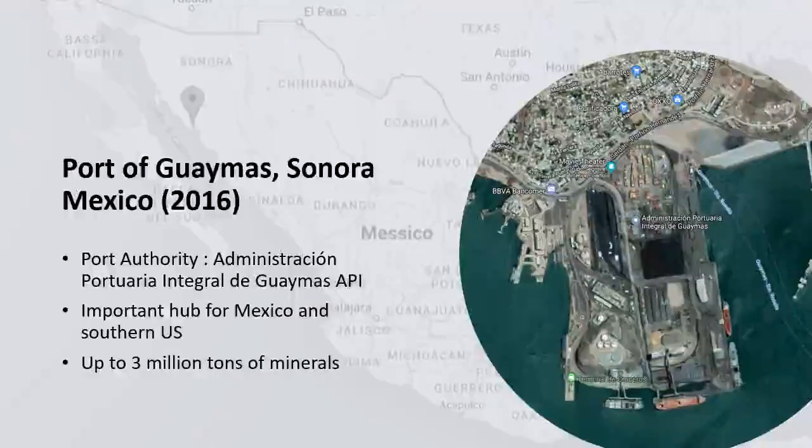A reinforced granular mattress solution was used for the case study I'm about to present. The port of Guaymas, located on the northwest coast of Mexico, is one of the most important ports in Mexico from both commercial and touristic points of view. It manages the shipment of agricultural and mineral bulk, but also general cargo. It is an important hub for commercial relations between Mexico and the southern part of the US, moving up to 3 million tons of minerals like copper and steel.